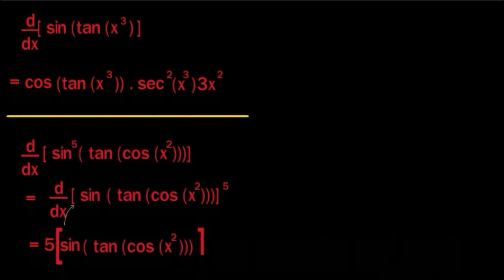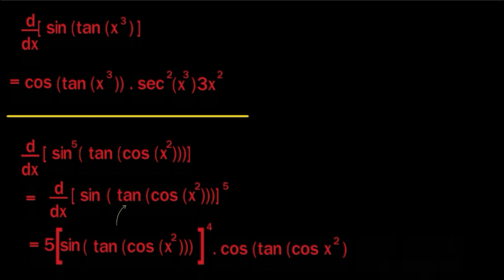and we know that 5, the power needs to minus 1, so it becomes 4, and then you differentiate what is inside. So sine will become cos, and you keep the inside, which is tangent cos x squared. Then you differentiate the function inside of sine, which is tangent cos x squared.